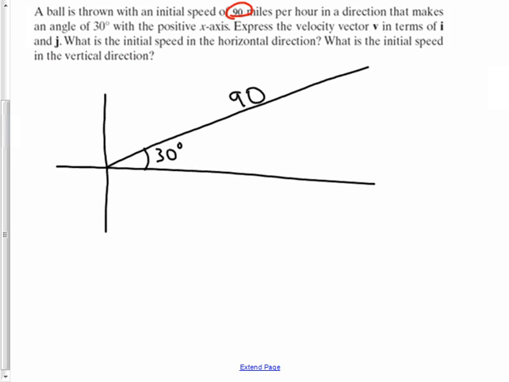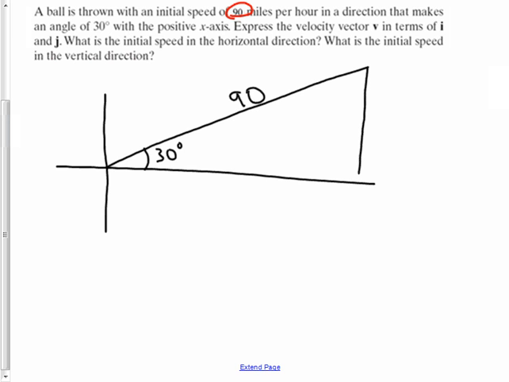And then it says, what's the initial speed in the horizontal direction? That would be my value for x, for a in this case. And what's the initial speed in the vertical direction? That would be my value in front of j when I write this vector as an ai plus bj component. So that's the first thing I'm going to do. I'm going to write this vector in terms of i's and j's.